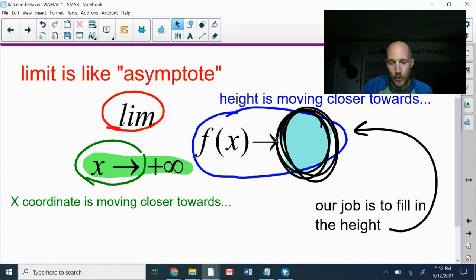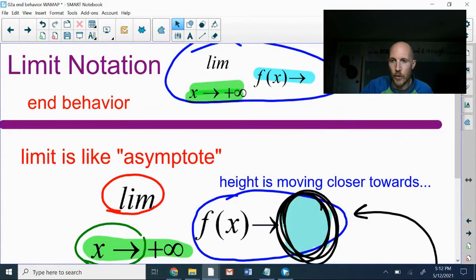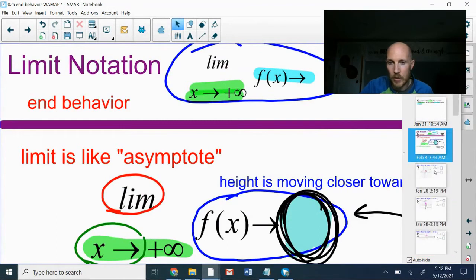And in the blue circle here, this is describing what the function does, the height, the y coordinate. What does the function approach as that x coordinate moves closer to whichever end we're looking at? So our job is to fill in this height. What height is the graph heading towards on the left end and the right end? So we can use this for end behavior. So here are a couple of examples.